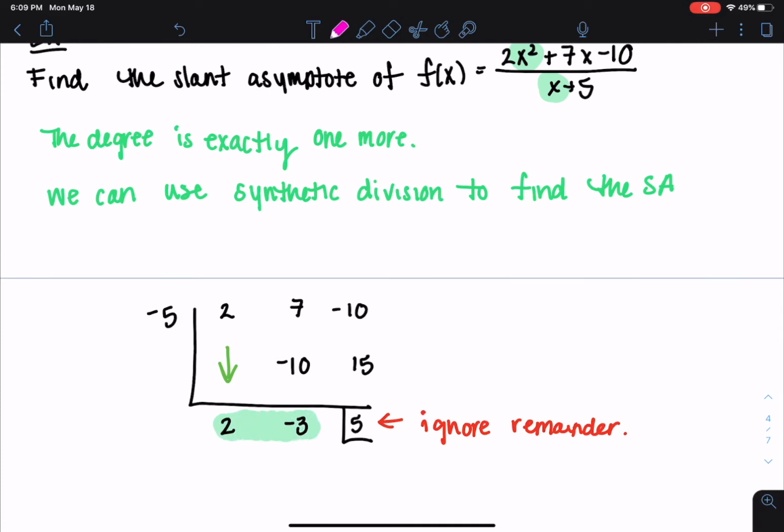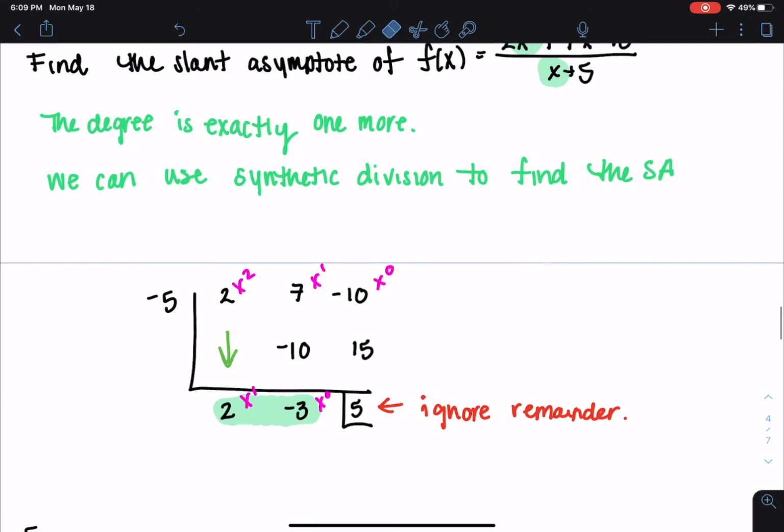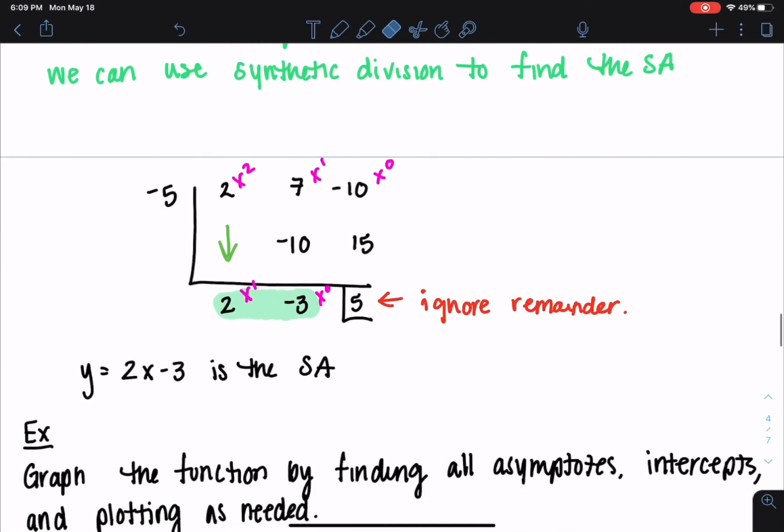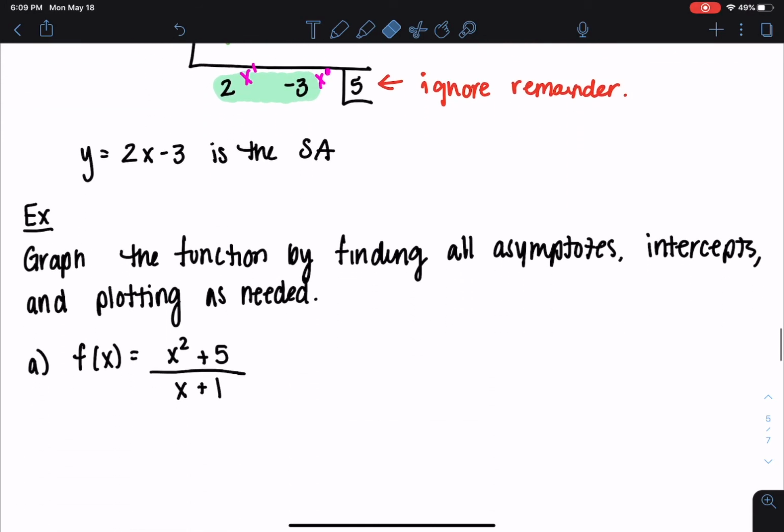So remember, this dealt with x squared terms, x to the 1st, x to the 0. This now becomes x to the 1st and x to the 0. So the equation of our slant asymptote is 2x minus 3, and that's y equals. So it's got to be the equation of a line. Okay? So we can utilize this to help us graph now and get really accurate pictures, or at least as accurate as we possibly can by hand.